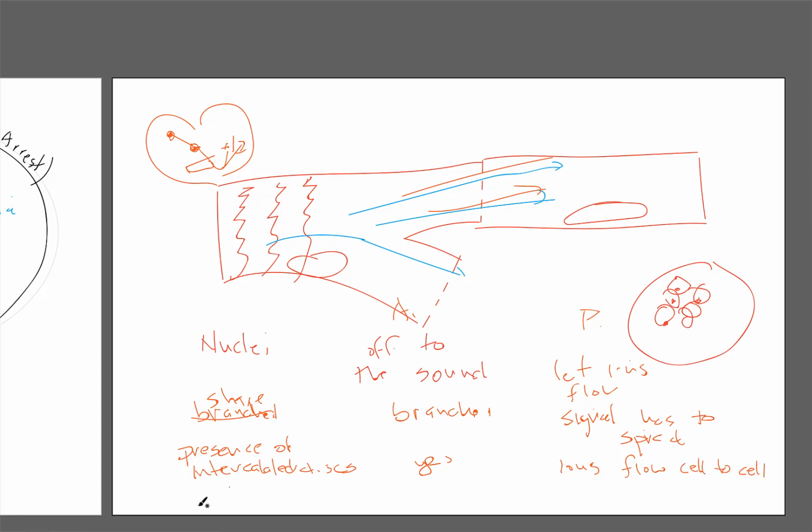And then the last one is striations, and that's just shared with skeletal muscle, and it's just due to the overlap of actin and myosin. So remind yourself of those.